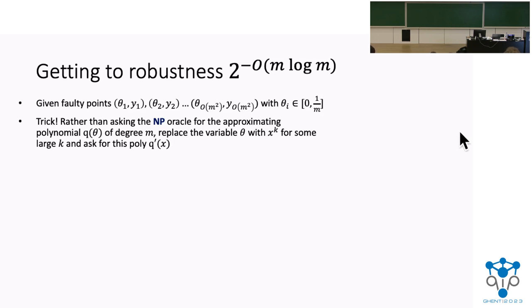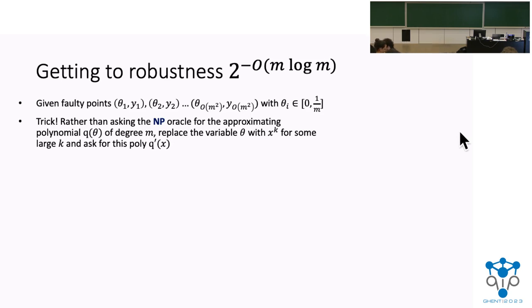Another way to think about this is, rather than giving the NP oracle these points, theta 1 and y1, theta 2 and y2, and so on, and asking for an approximating polynomial, we can instead give the NP oracle the points theta 1 to the 1 over k, y1, theta 2 to the 1 over k, y2. Just to be clear, we're keeping the y's the same. So we're just rescaling the polynomial.